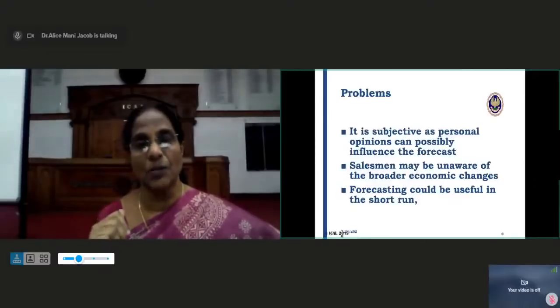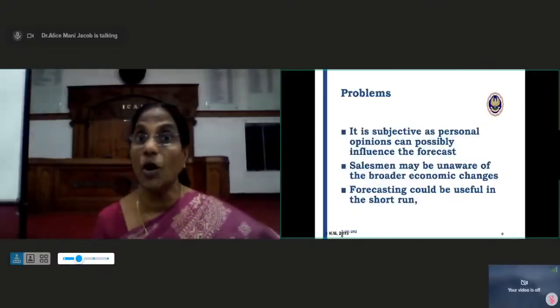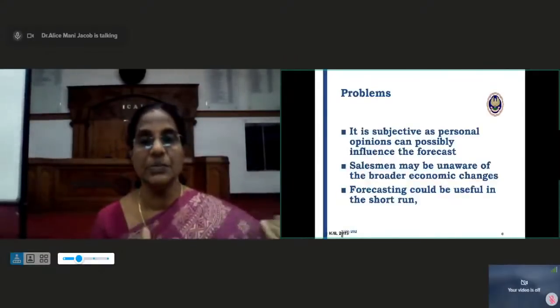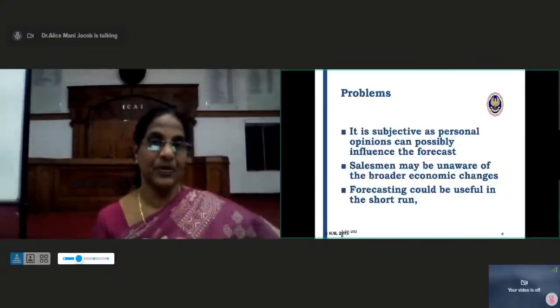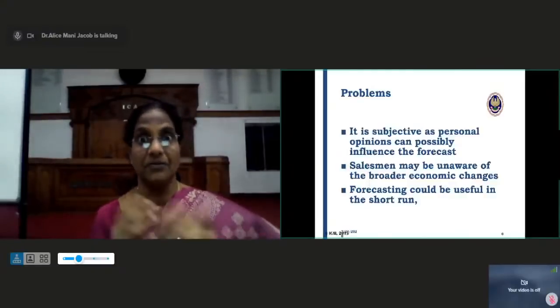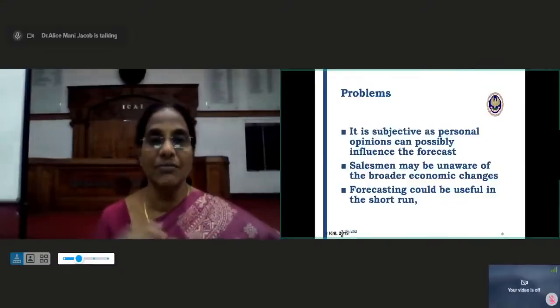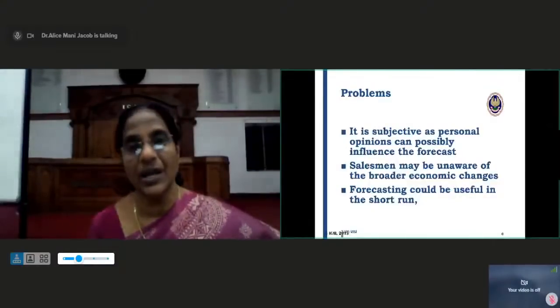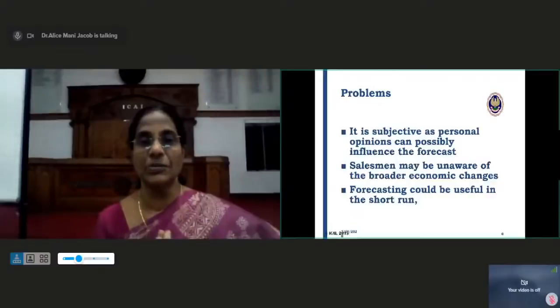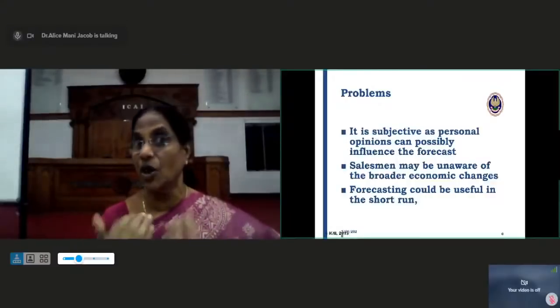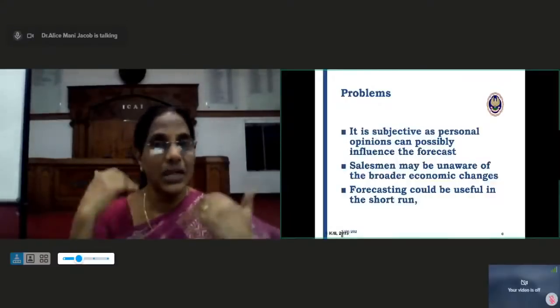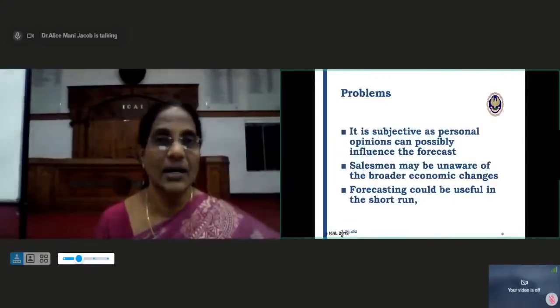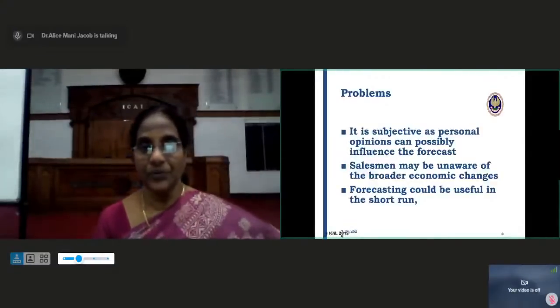Then there is another problem. Some salespeople will be very optimistic. Some salespeople will be very pessimistic. Some salespeople will be afraid: if I give a large number, I will be given such targets. And so there is every possibility that these salespeople will not tell you the right thing, or they may not have the skills to state the right demand.